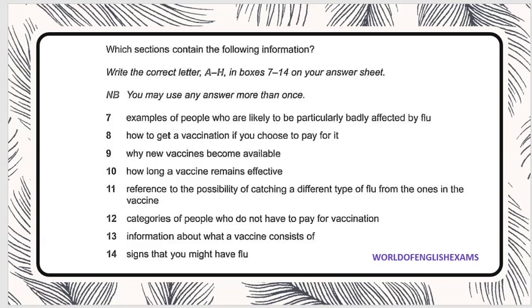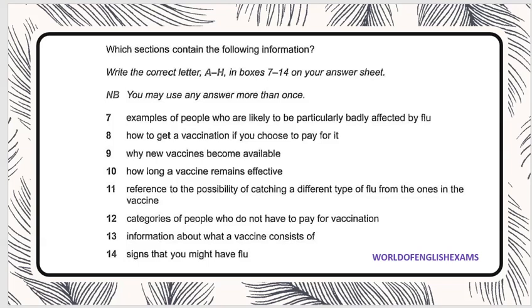So the phrases are how to get a vaccine. Okay, so I want to get a vaccine, and if you choose to pay for it, that means I'm not opting for a free vaccination. Rather, I want to purchase, I want to buy the vaccination, and how is it possible? So that's what is the question.